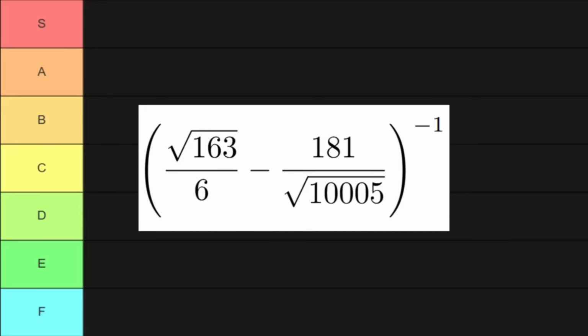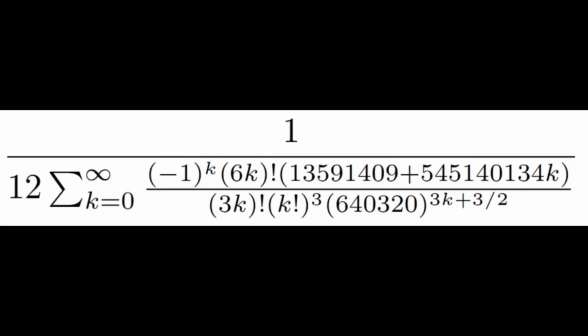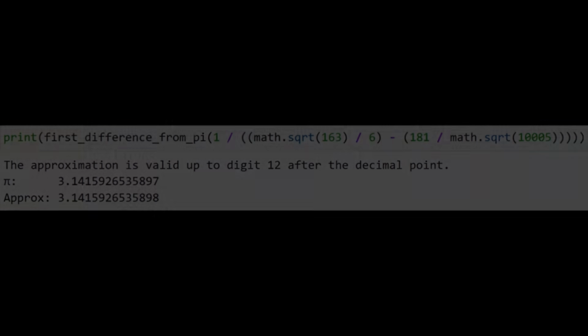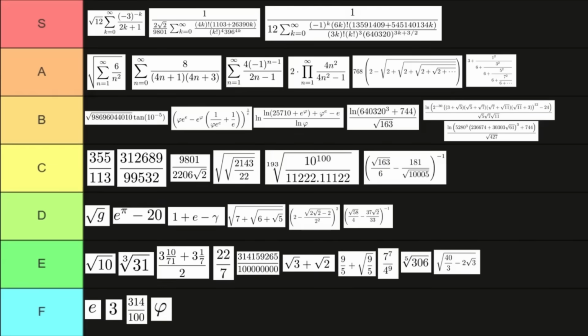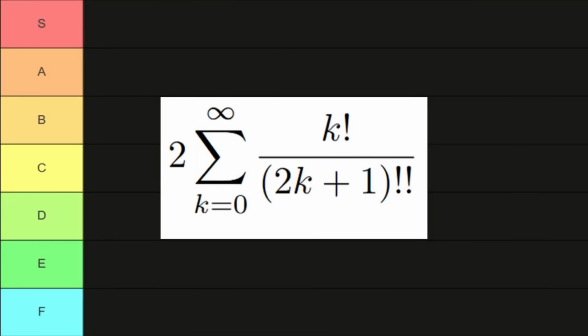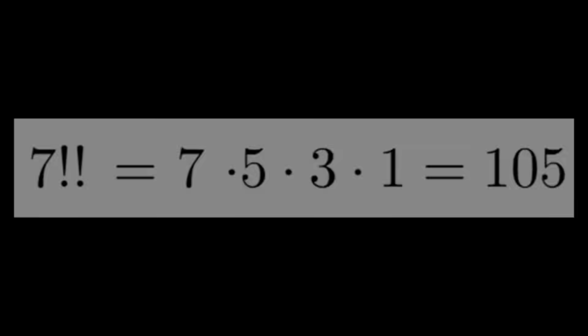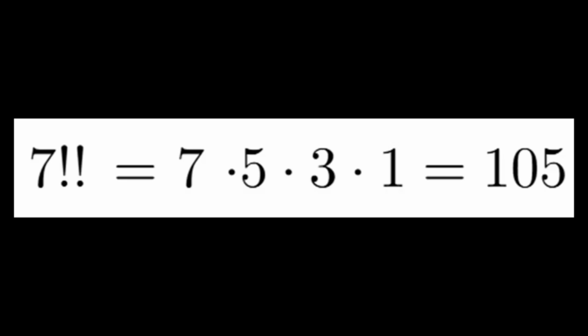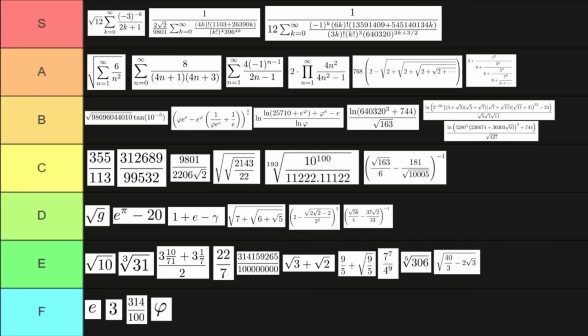This expression comes from truncating this series we saw earlier, and it's good for 12 decimals. Solid C tier. So this one is pretty unique in that it includes a double factorial. The double factorial of a number m is the product of all the positive integers up to m with the same parity as m. I think a double factorial earns your spot in S tier.